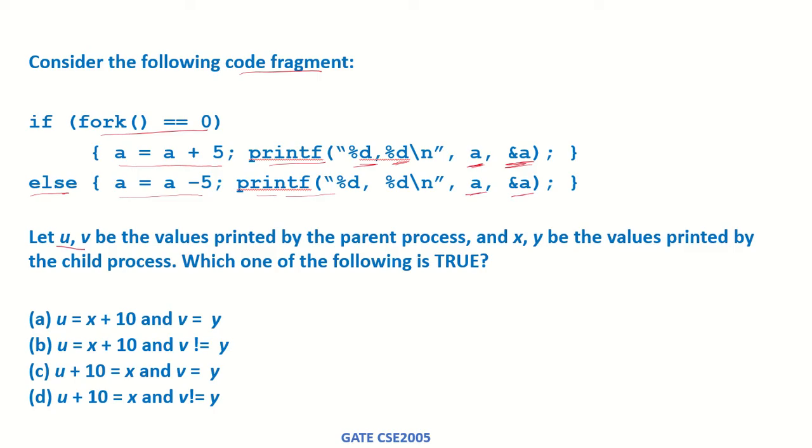Let u, v be the values printed by the parent process and x, y be the values printed by the child process. So we have to see which of the following statements is true.